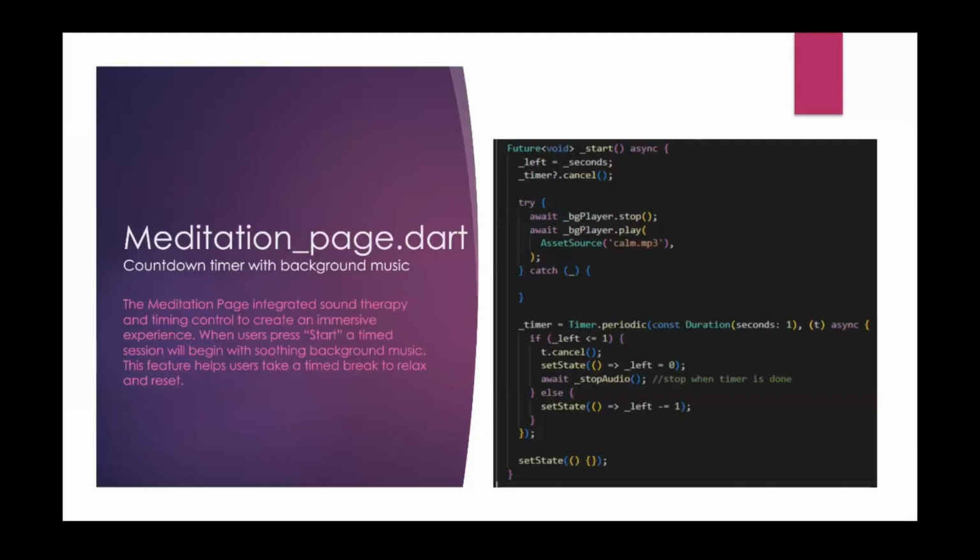And in the coding snippet, you can see the try block, which allows people to stop and play music. And below in the timer, we can see where the audio will cut off right when the timer also stops.